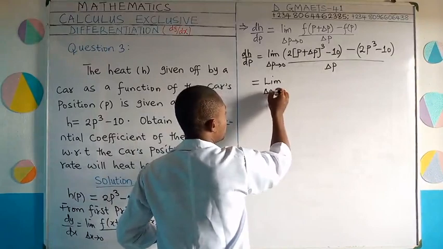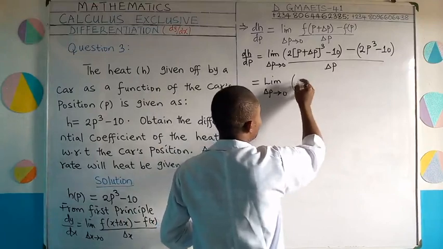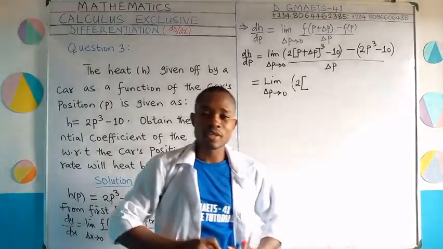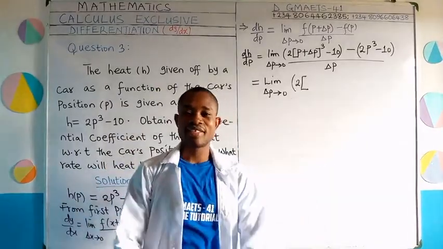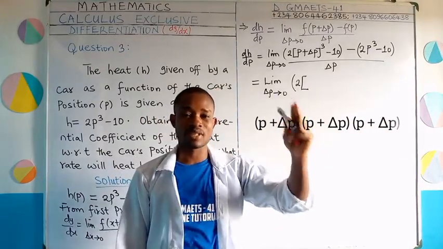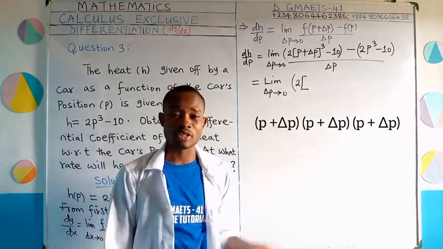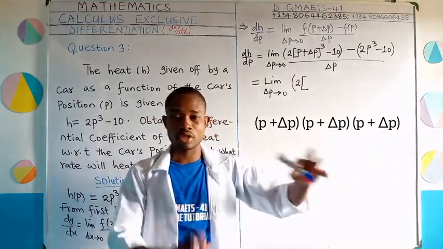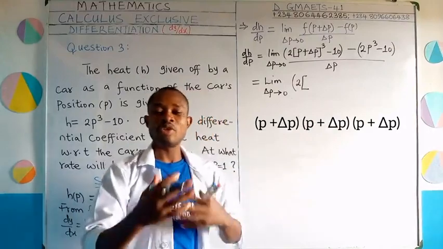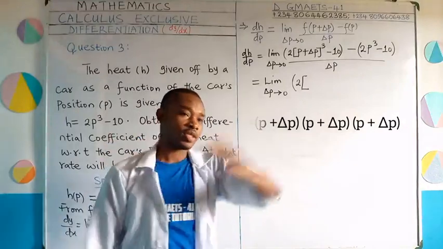The limit as delta p tends to 0 will now give us this bracket, and then 2, open this bracket again. Let us expand this: p plus delta p all raised to the power 3 is the same as p plus delta p in brackets times p plus delta p in brackets times p plus delta p in brackets. And then how do you get it? I want to be fast, using binomial expansion. You can do your own normal multiplication, multiplying out these 3 brackets. In one of our classes, I'll show you how I use binomial expansion to get this quickly without bothering about multiplying out the 3 brackets.